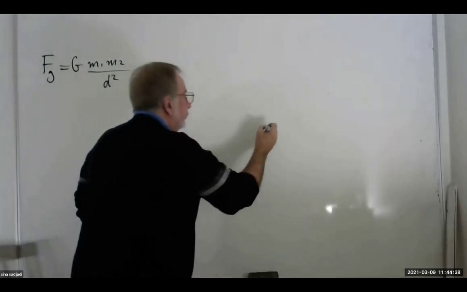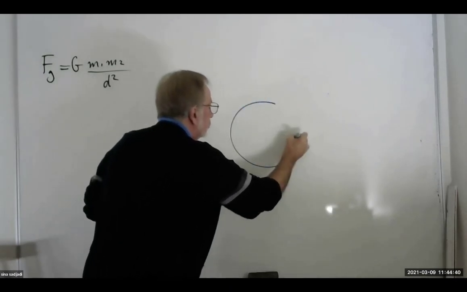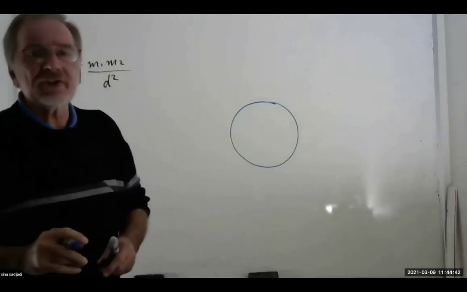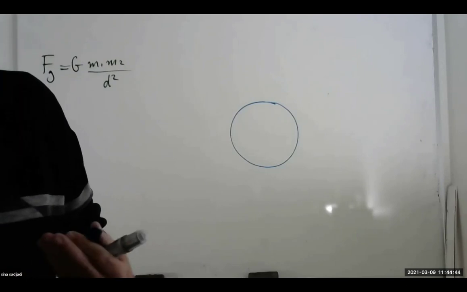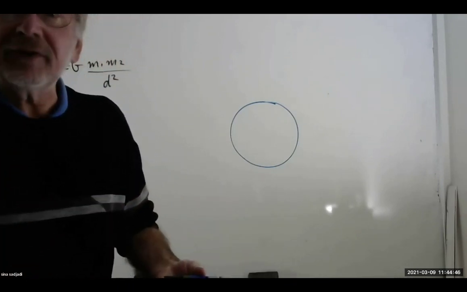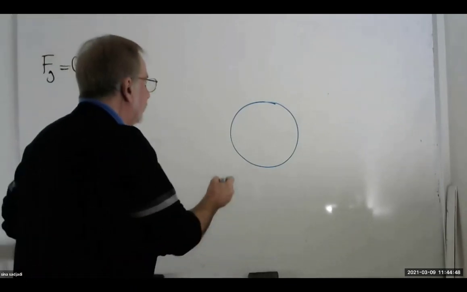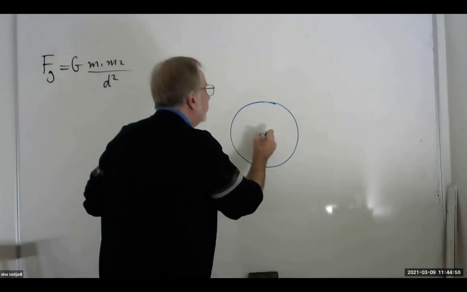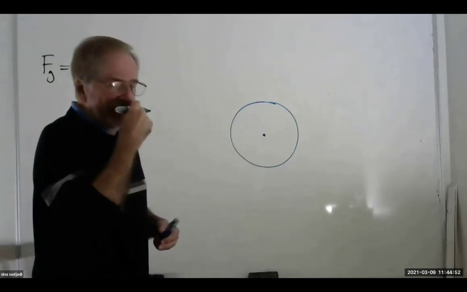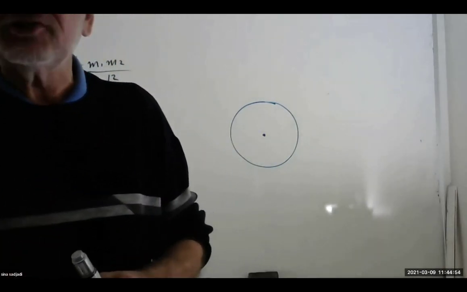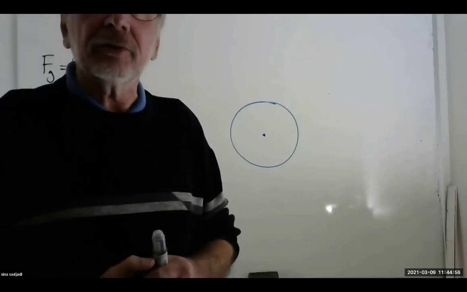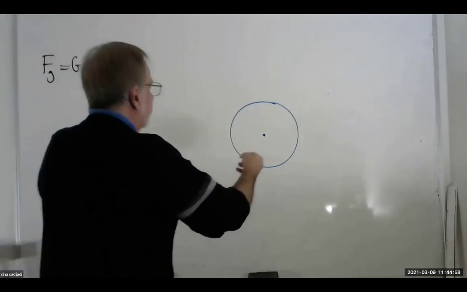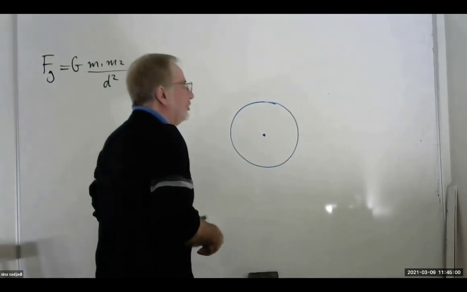Here's the Earth. And the center of the Earth is the center of gravity of the Earth. So everything that we measure is from the center of the Earth, because the Earth's gravity acts as though it's at the center of the Earth. So all the forces are pulling everything towards the Earth.